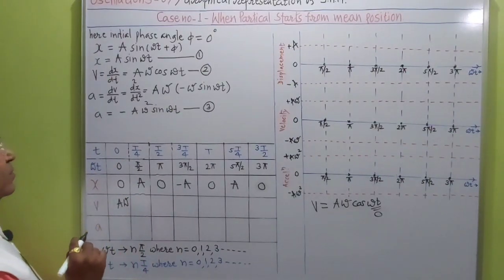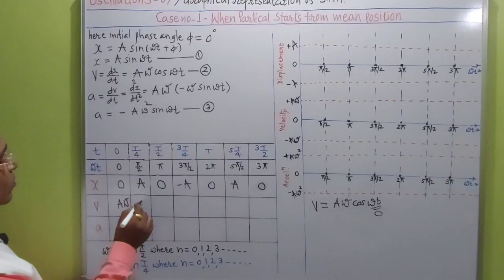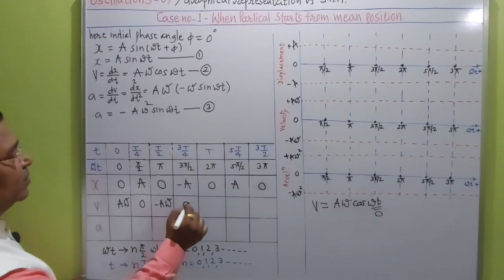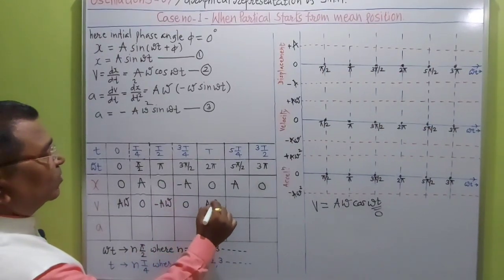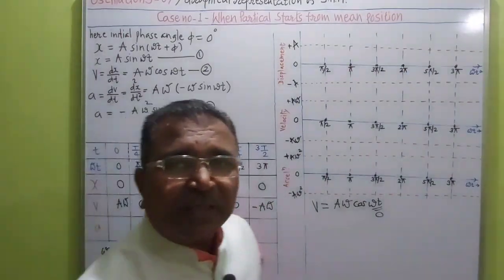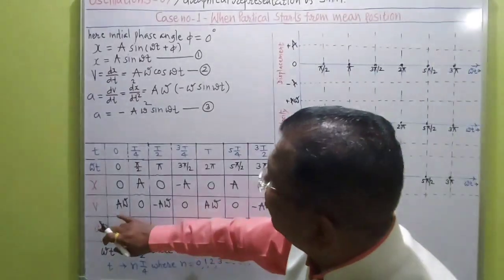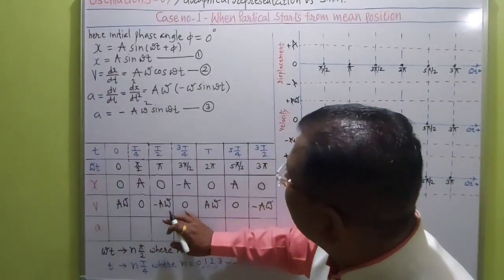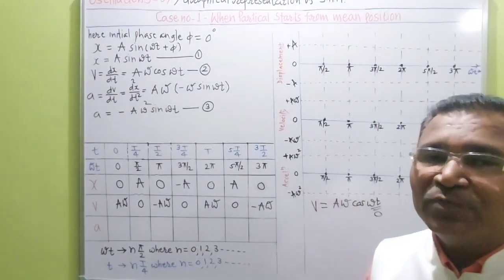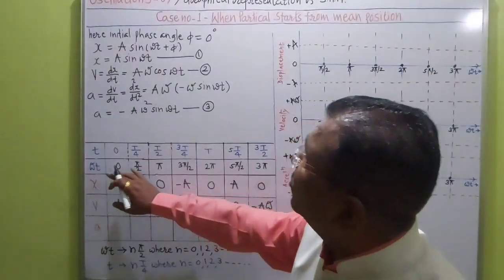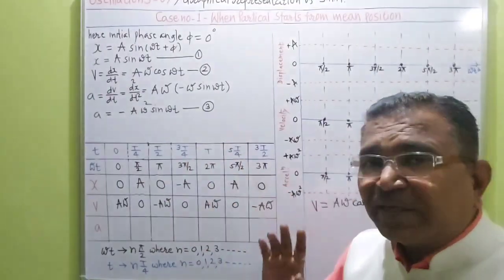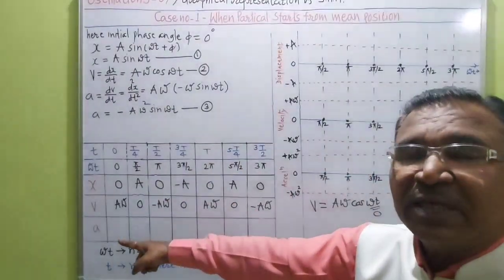Then definitely here we get 0. Here we get minus A omega. Then we get 0 here. Then we get A omega. We get 0 here, minus A omega. Definitely we get such a type of chain: A omega, then 0, then minus A omega, 0, plus A omega, 0, minus A omega. These are the values of velocity at different values of omega t as shown in the table. In this way we have to prepare a table. Now let us approach regarding acceleration.